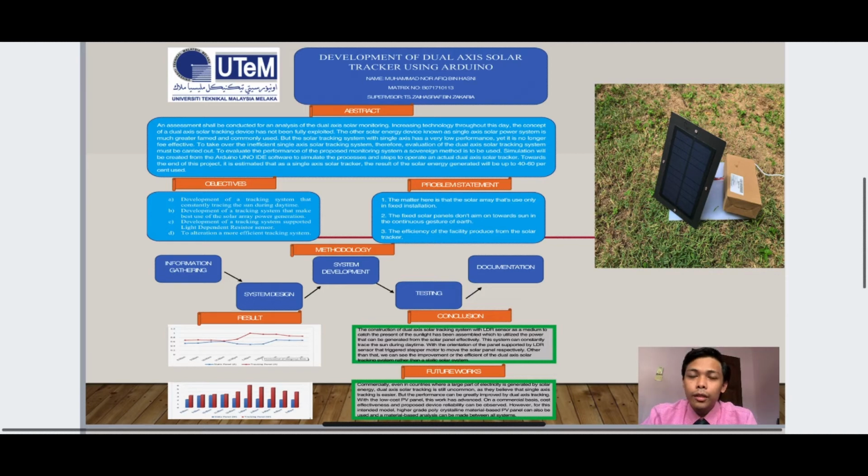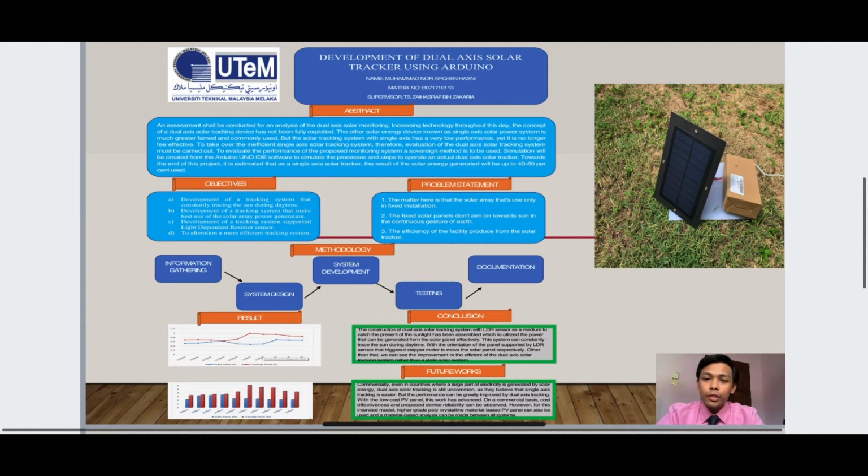From the graph, we can see that for the dual axis solar tracker, from morning towards the evening, the output power and voltage do not decrease so much compared to the static panel. So this proves that the orientation of the solar panel is a factor that alters the effectiveness and the performance of the solar tracker.